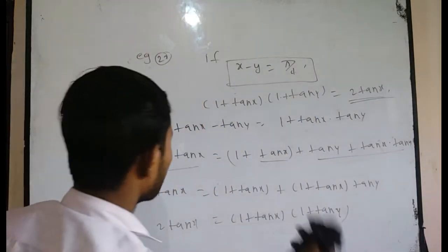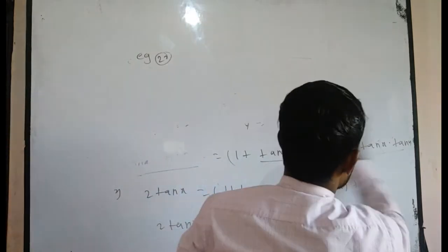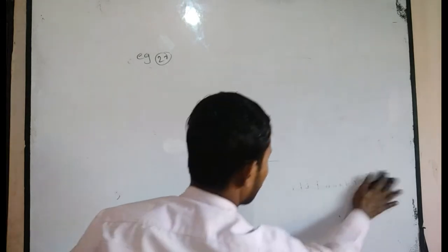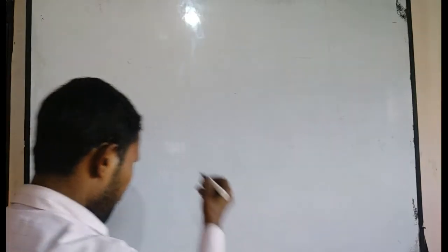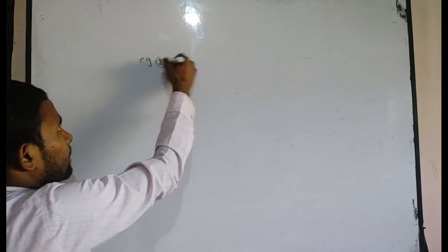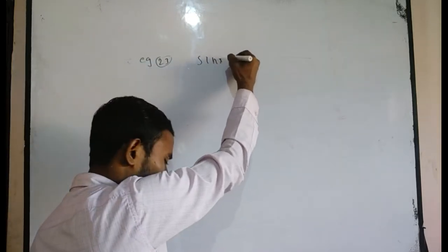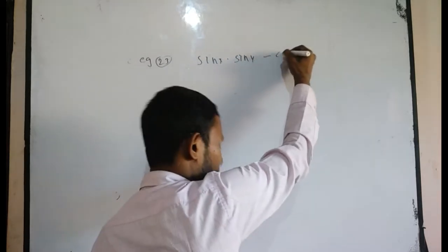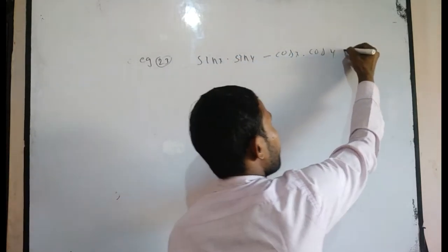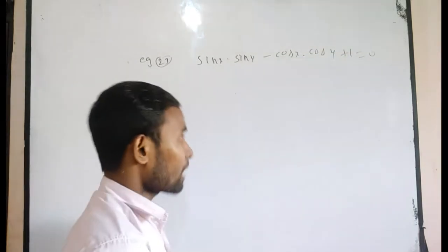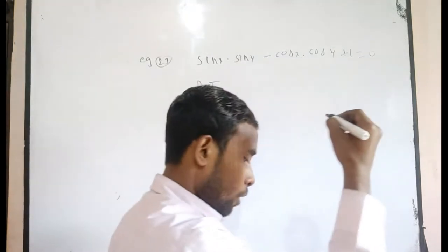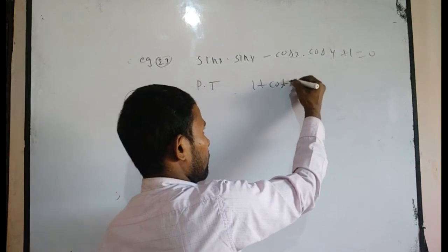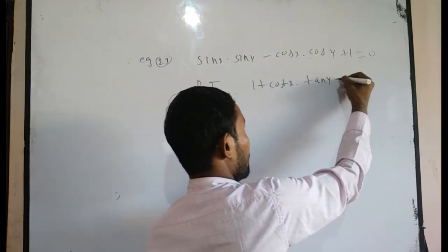Now we take the next problem. In the next question, it says to you that sin x into sin y minus cos x into cos y plus 1 is equal to 0. Then you have to prove that 1 plus cot x into tan y is equal to 0.